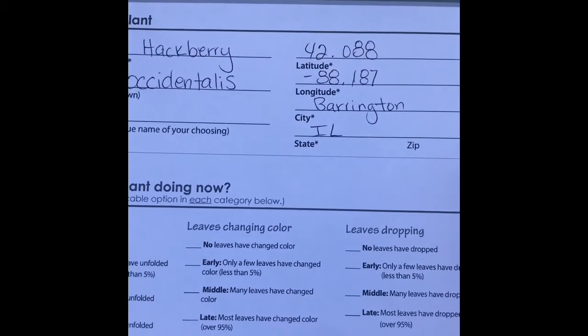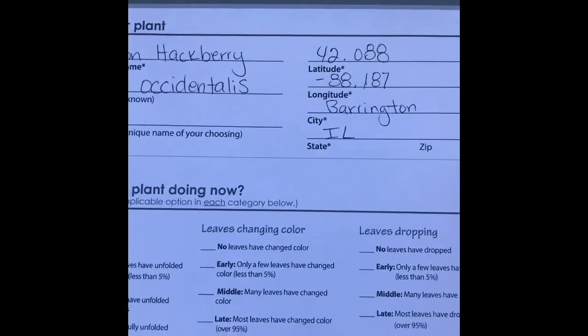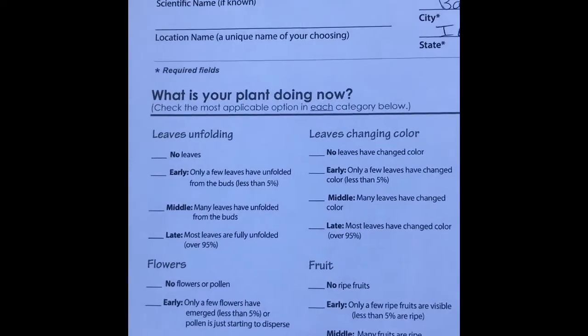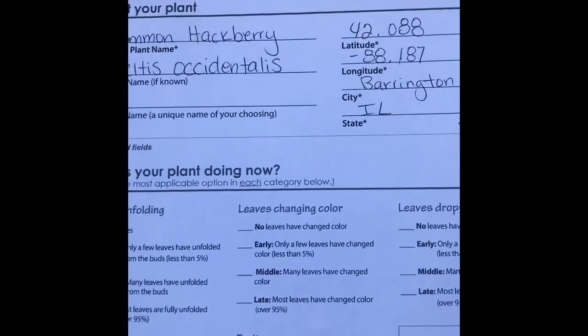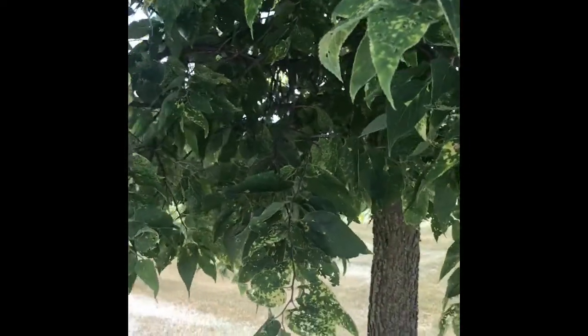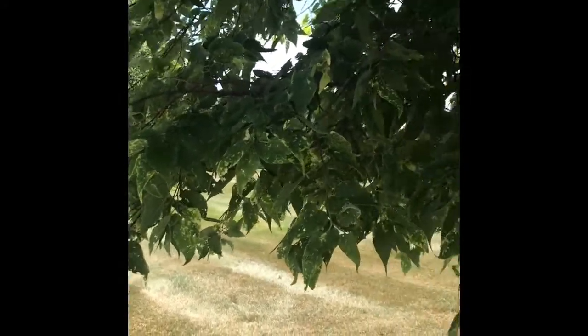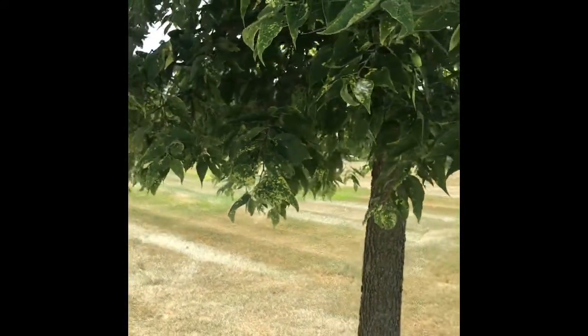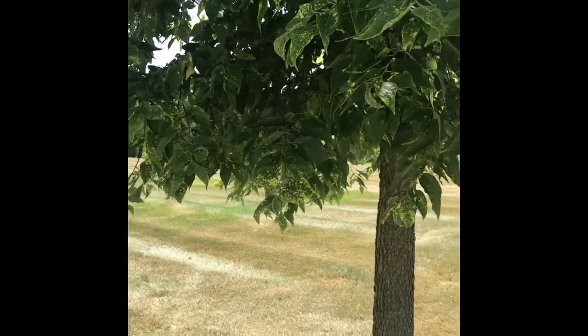So on my form, I would mark no leaves have changed color and no leaves have dropped, right? Those are going to be the two categories most important. There's no ripe fruits, there's no flowers or pollen, right? So there's not a whole lot going on with the tree right now, to be honest with you, because we still are sort of in the throes of late summer. But we're going to come back to these trees and keep checking on them, and by the end of the semester we should see quite a lot of differences.